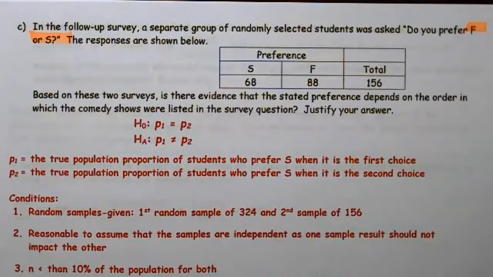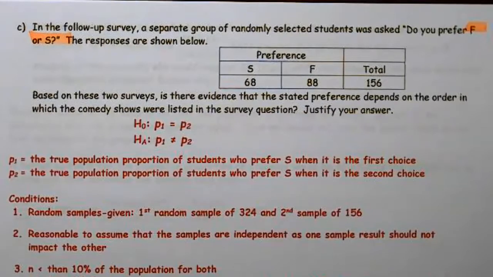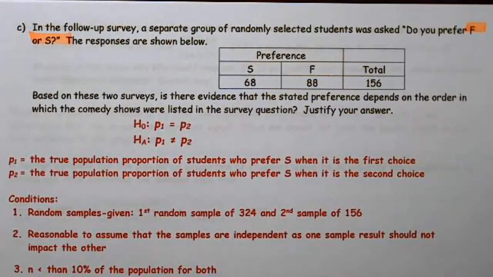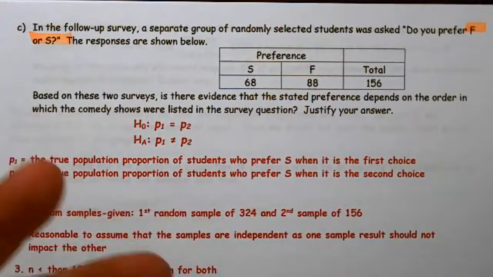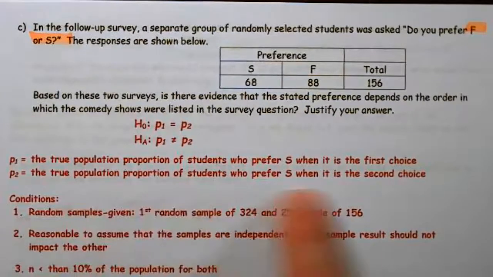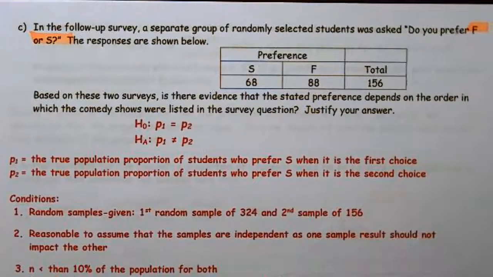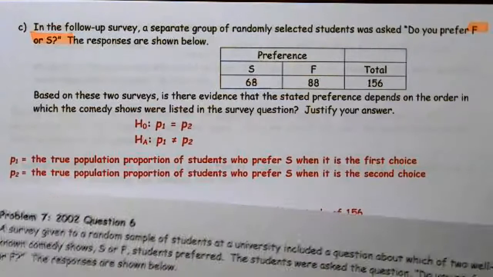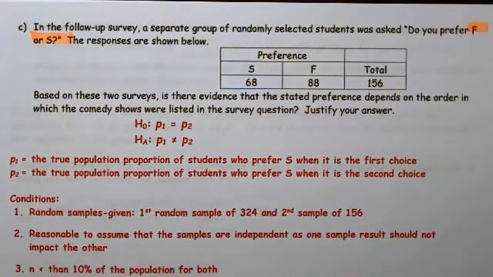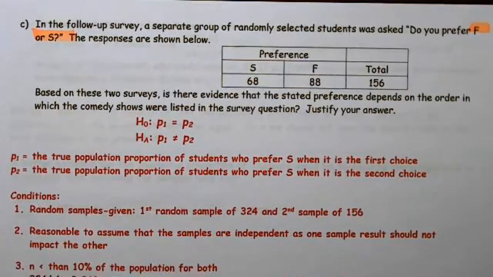All right, so P1 is the true population proportion of students who prefer S when it is the first choice. And P2 is the true population proportion of students who prefer S when it's the second choice. Technically, you could have run it using F as opposed to S, but since problem A asked about S, I thought I'd be consistent and use S again. Besides, S for Spencer, so I have to do that too. I know, stupid and corny, but I'm trying.